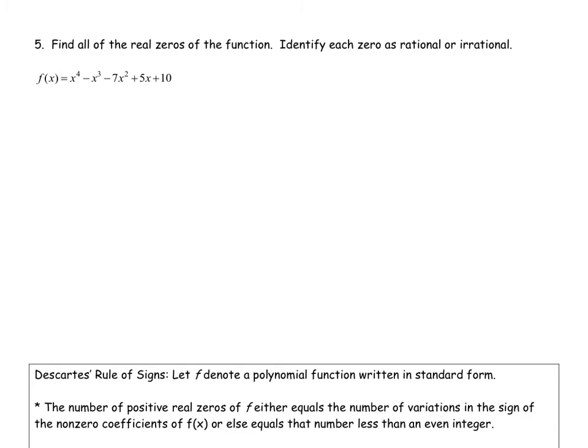Okay, this next one's pretty tough, so I'm going to do this kind of slowly. We're going to do it in a lot of different steps here. First of all, I want to point out something a little bit different about the directions. It says which one is rational and which one is irrational.